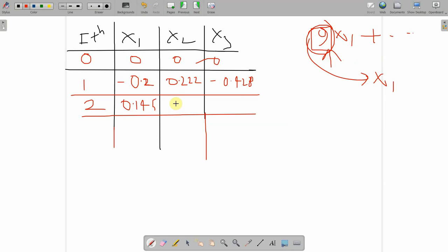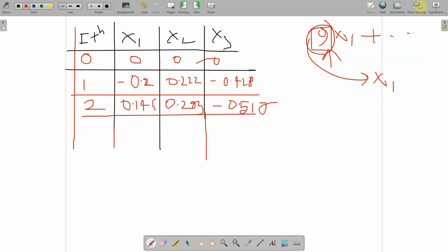And second, x2 value? 0.2023. And x3 value? Minus 0.517. These results you should keep for the next class because you will be comparing these results for the next iterative method, that is Gauss Seidel iterative method.